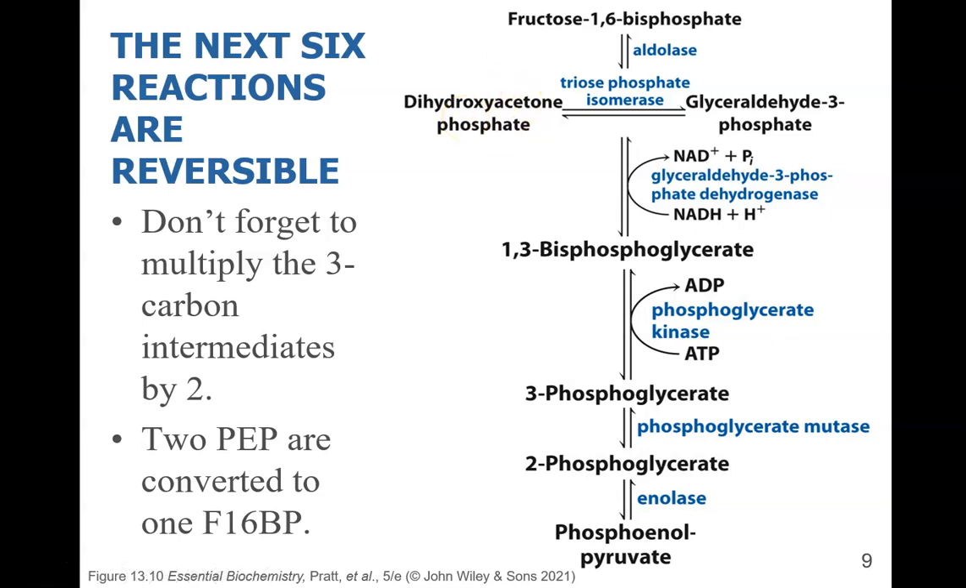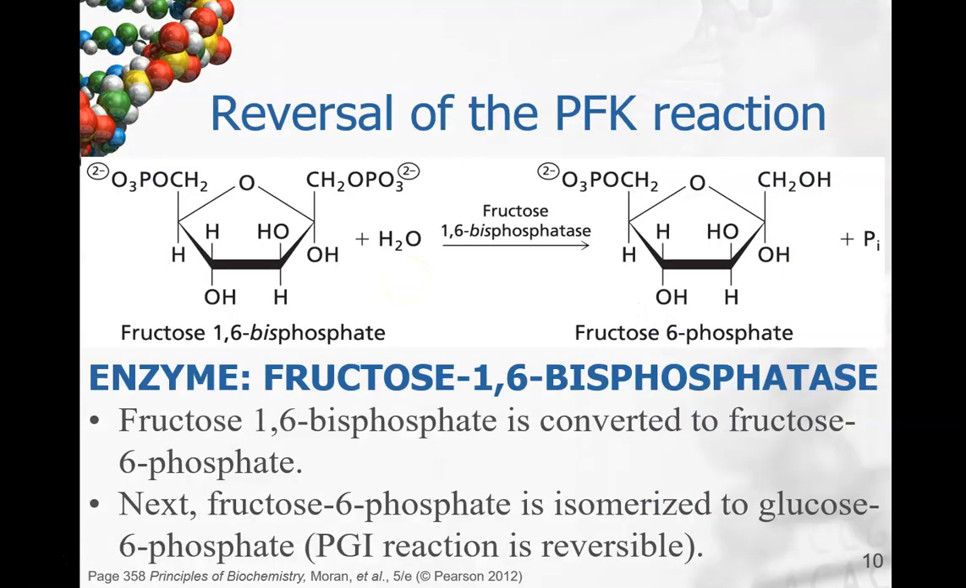And then you'll take 1 dihydroxyacetone phosphate and 1 glyceraldehyde 3-phosphate, and carry out an aldol condensation and get to fructose 1,6-bisphosphate. So all of these reactions are completely reversible. We would have to start with 2 phosphoenolpyruvates. All of these reactions will allow us to form 1 fructose 1,6-bisphosphate. But now we have to reverse the PFK reaction because we can't do that.